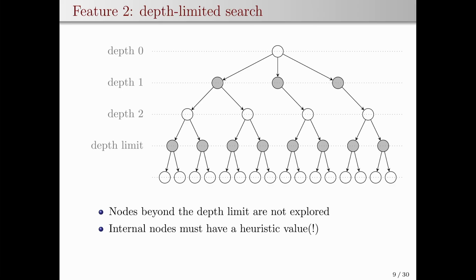The second feature we add is depth-limited search. In practice, these game trees are so huge that you cannot compute all the way to the leaves. So we stop the search at some depth limit, and then we use that to evaluate the result. That means that we also need values for the internal nodes, not just for the leaf nodes. Usually people use some heuristic to give a value to the internal nodes.